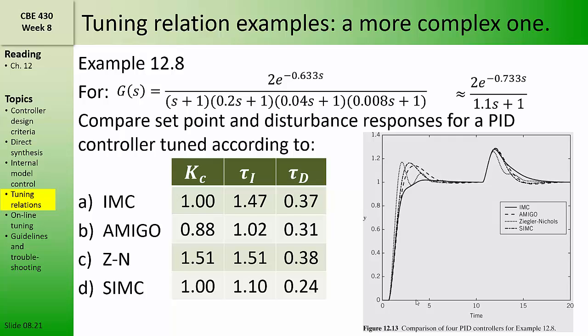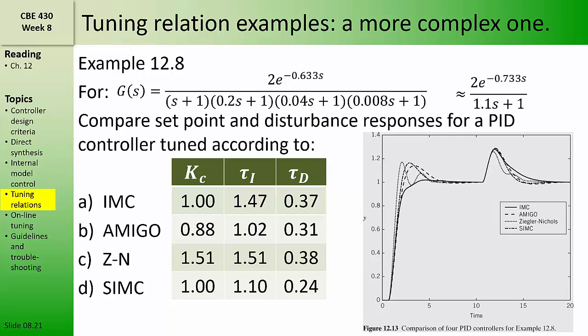Here, the IMC method was tuned with a tau c equal to 1, which is quite conservative because 1 is the largest time constant in the process. That relatively conservative selection for tau c results in minimal or no overshoot in response to set point changes, but relatively slow disturbance rejection compared to the other 3 tuning methods. The rather aggressive Ziegler-Nichols tuning method results in the expected oscillations that decay in response to set point changes, and the disturbance input also results in oscillations.